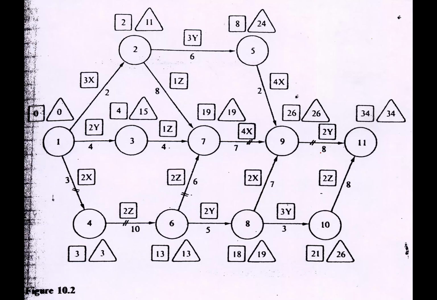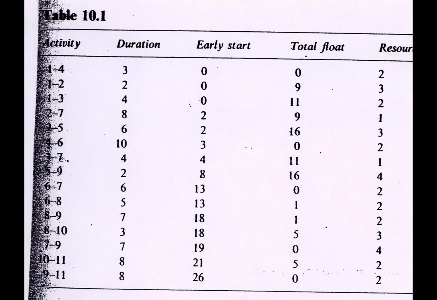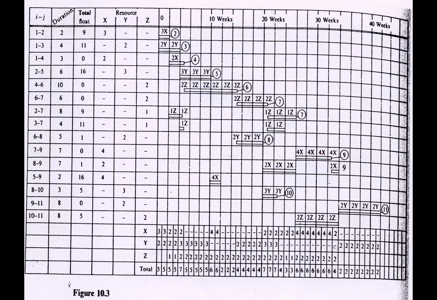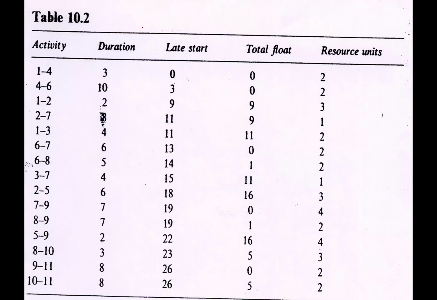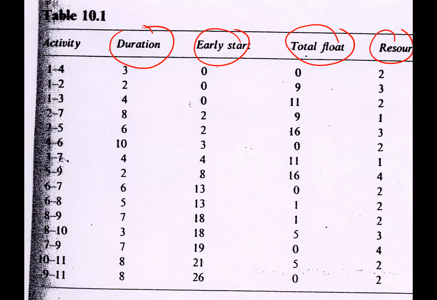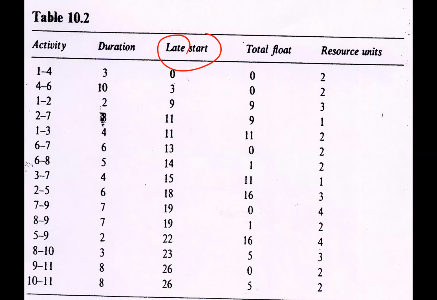Okay, now, if you have so many activities, only then will you appreciate the concept of moving activities around. Let's say there are so many activities here. Now we already have early start, total float, resources, duration. These are the information that we need. That's why we develop the network diagram, so that we get all the values: early start, then late start, total float.